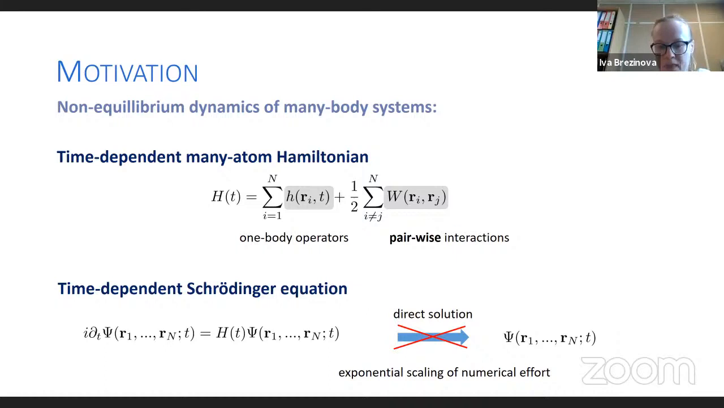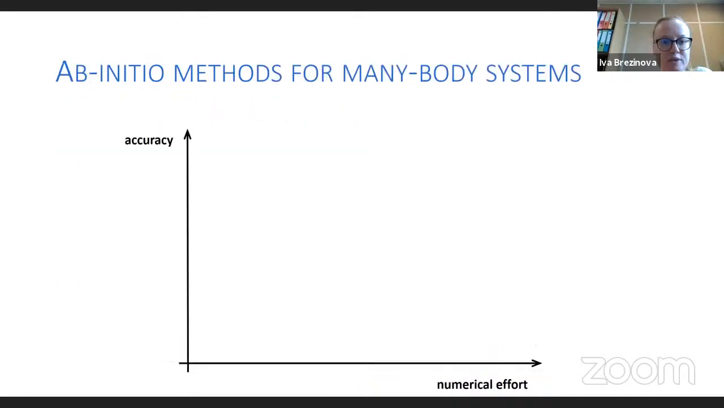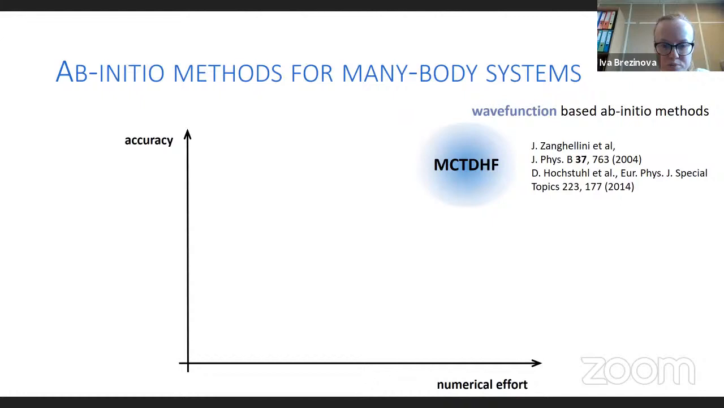There are several methods already available to address these questions, but they are very different when it comes to their assessment regarding numerical effort and accuracy. I have grouped them into two groups and just picked one representative. Of course, there are others within each group. One representative is MCTDHF, which is a wave function based ab initio method. So it explicitly uses a wave function that is then propagated.